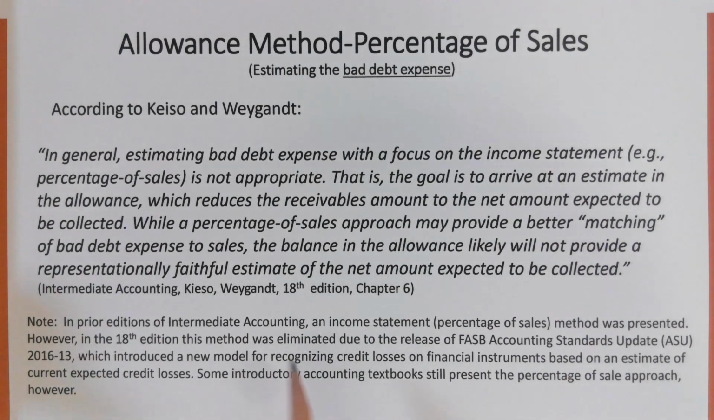So if you look at a textbook like Intermediate Accounting by Kieso-Weygandt in the 18th edition, and this is different than it would be in prior editions. Like if you look at the 15th edition, it doesn't say this, because it was before this 2016 pronouncement came out. But if you look at Kieso-Weygandt, 18th edition, chapter 6, it says, in general, estimating bad debt expense with a focus on the income statement, i.e. a percentage of sales, is not appropriate.